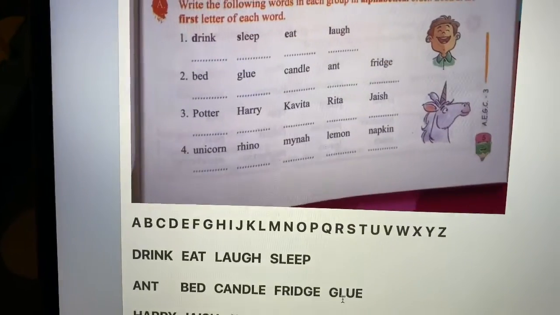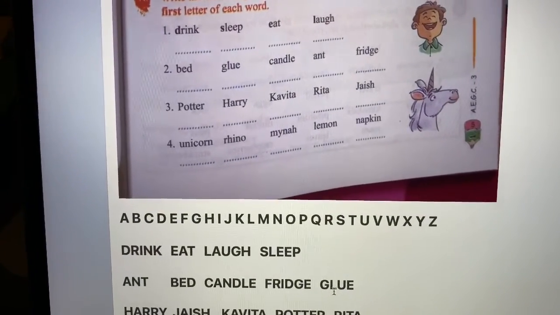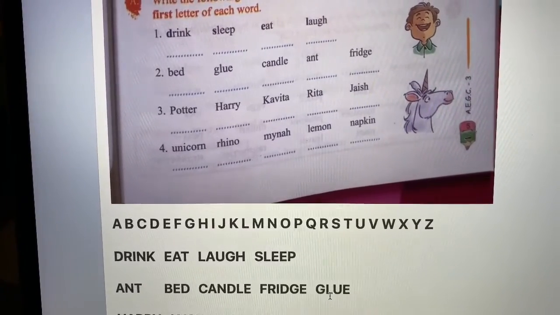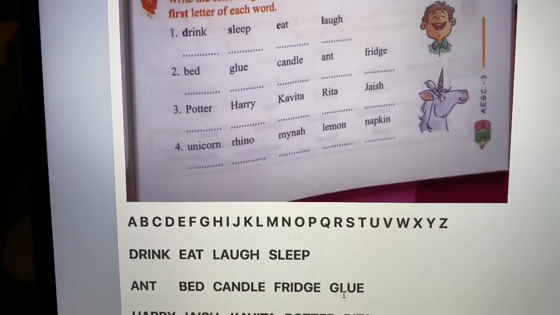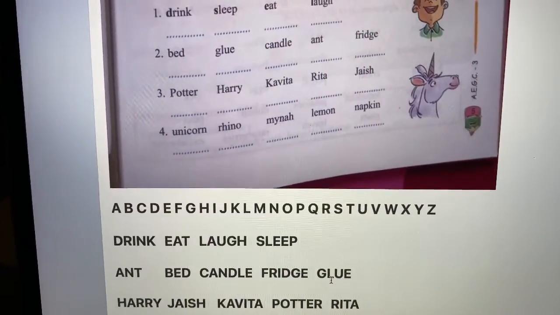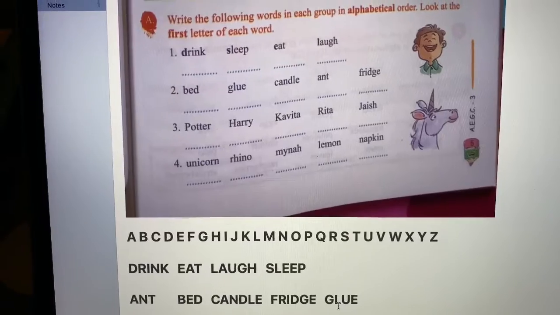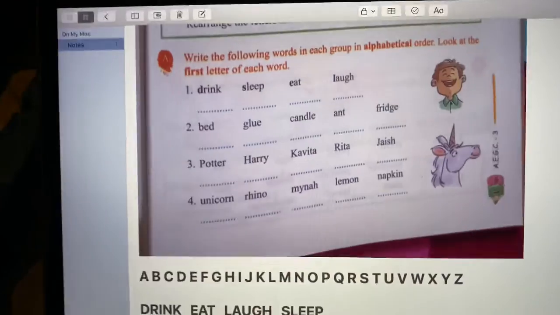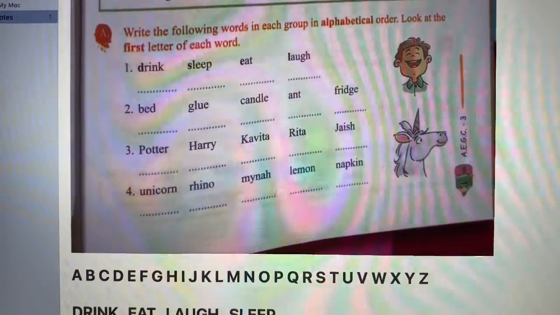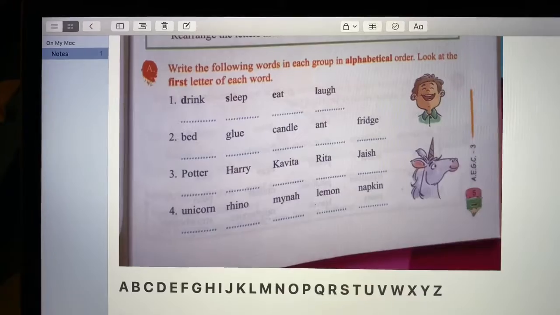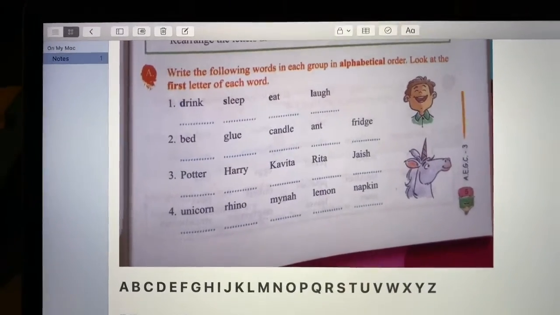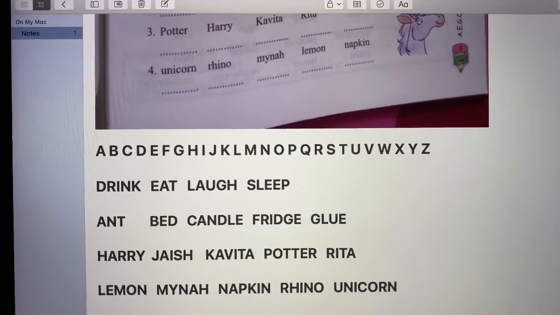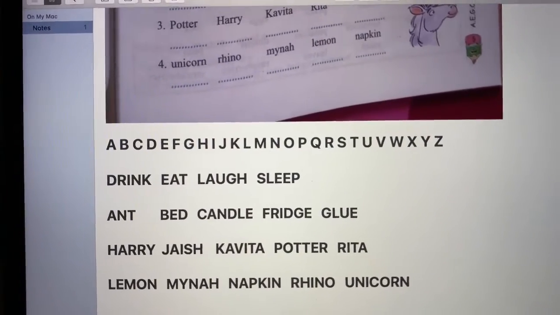So the way to go about this exercise is the children should write down their A to Z, all of them together once, so that they can finish the exercise quickly by identifying the first letters. So the first order is going to be drink, eat, laugh, and sleep. After this, we move on to bed, glue, candle, ant, and fridge. So in order, in sequence, it's going to be ant, bed, candle, fridge, glue.